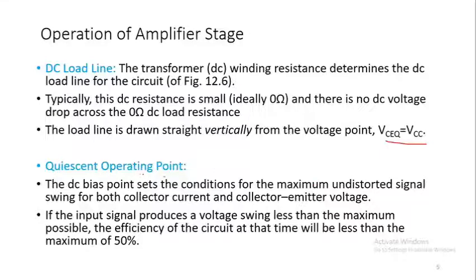Now the quiescent point, it means that the DC bias point sets the condition for the maximum undistorted signal swing for both collector current and collector emitter voltage. If the input signal produces a voltage swing less than the maximum possible range, the efficiency of the circuit at that time will be less than the maximum of 50%.